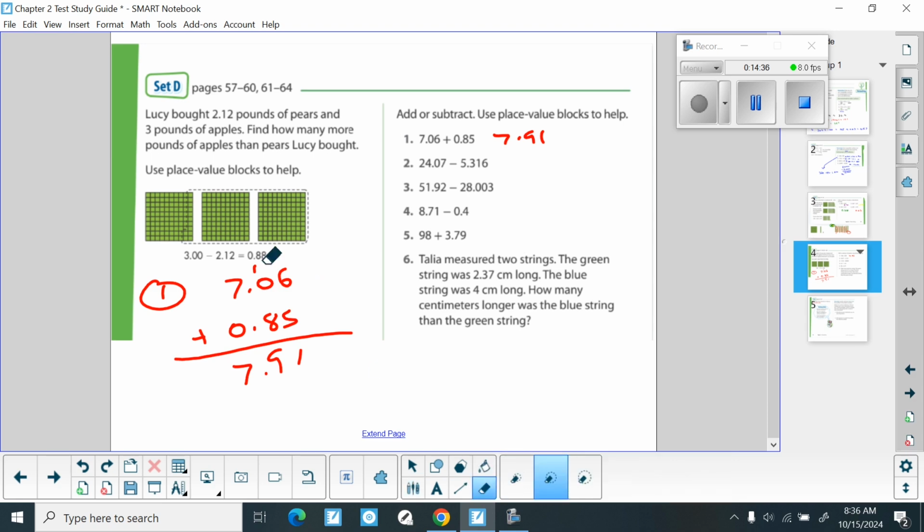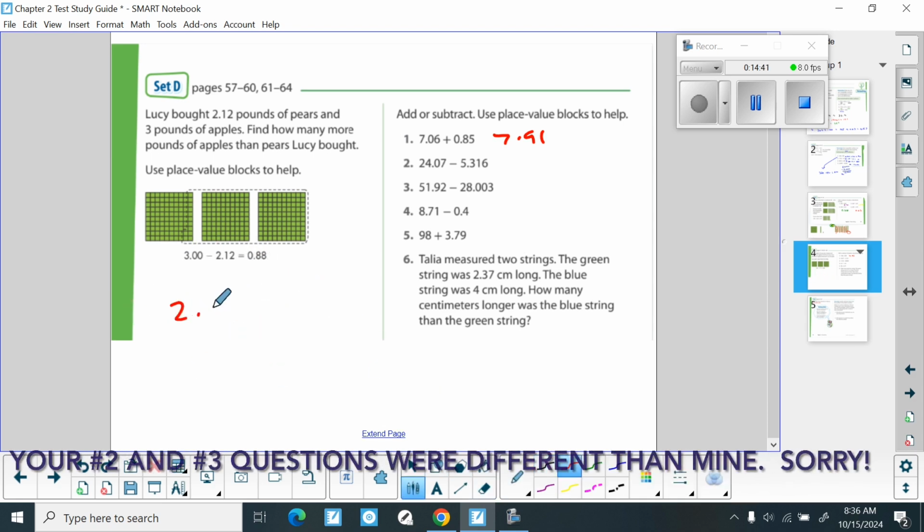Let's do number 2. Number 2 would be 24.07 minus 5.316. Okay, my decimal place is lined up, but what happens is I have a 0 here that is not shown. So 7 hundredths is the same as 70 thousandths. And now, subtract 0 minus 6. Can't do it. I need to borrow and regroup. So that would be 10 minus 6 is 4. 6 minus 1 is 5.